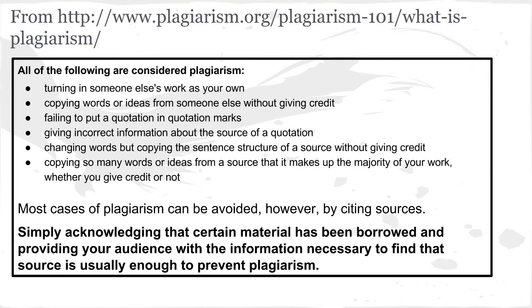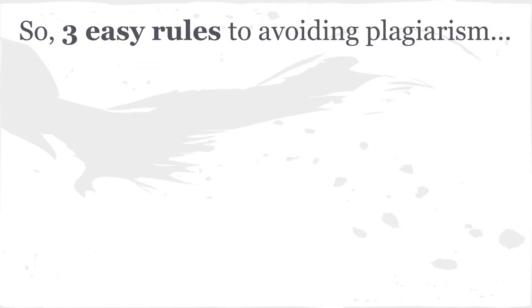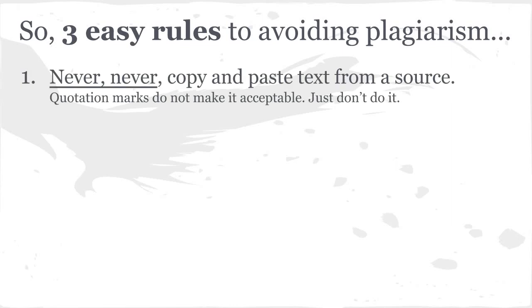Simply saying where you got the information is enough. It's okay to use somebody else's information so long as you give them credit for it. And don't use the same words. Okay, so my personal three easy rules to avoiding plagiarism. Number one, never, never, never copy and paste. Ever. In scientific writing, we don't quote things. That doesn't happen. So quotation marks don't make it okay. Just don't do it. No copy and paste.